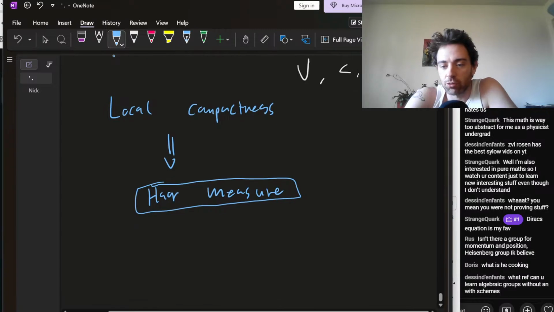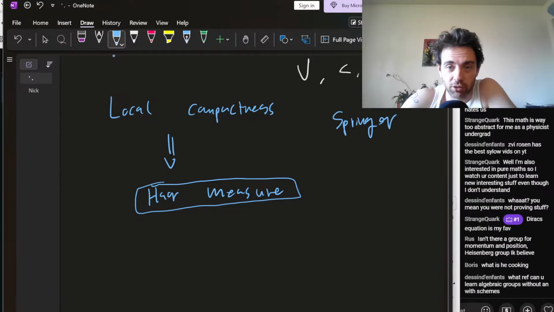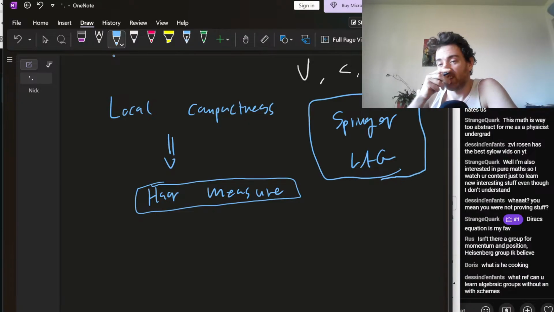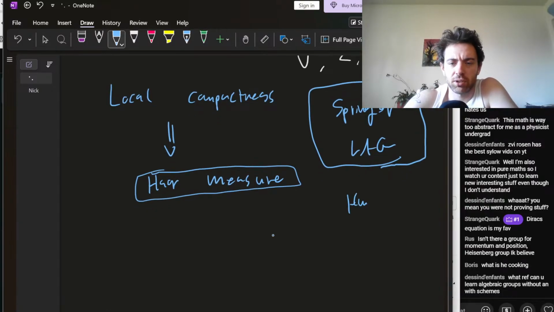What reference can you learn algebraic groups without schemes? You should just learn it with schemes, bro. Getz and Hahn, go look at Getz and Hahn. Springer talks about it in terms of varieties. Springer's Linear Algebraic Groups talks about it in terms of varieties. So yeah, you could go there. That's a classic reference. Maybe Humphreys as well, actually. Also Humphreys, but he focuses more, I think, on the Lie algebras and root systems.